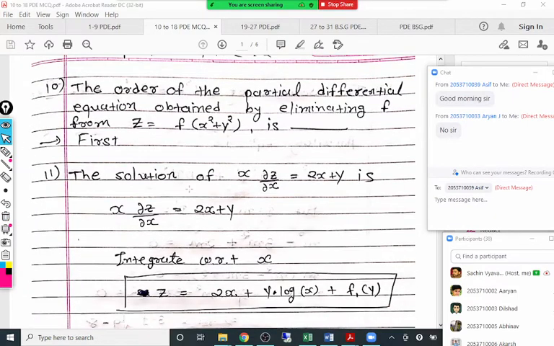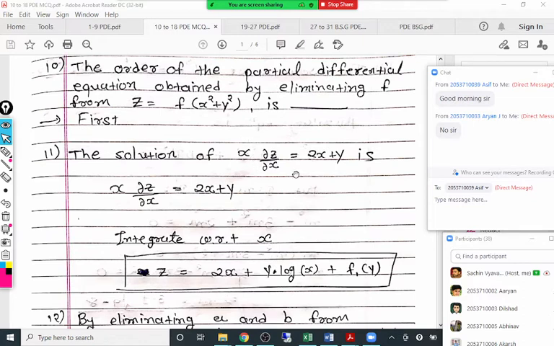Now the solution for x dou z by dou x equal to 2x plus y is, now you will observe only one differential coefficient is there, so it is just direct integration. This is not any method you have to apply, not pq form, pqz form or any other. Just dou z by dou x is there, so x is taken on the RHS, x dou z by dou x is 2x plus y.